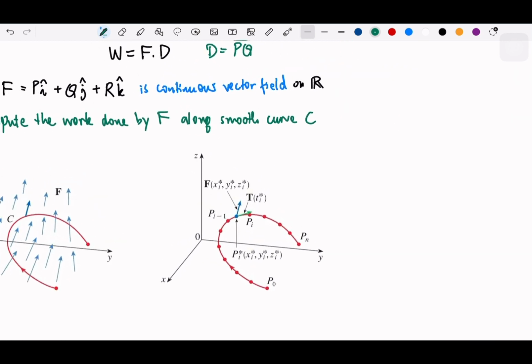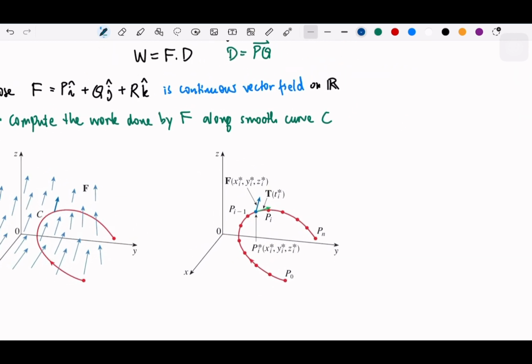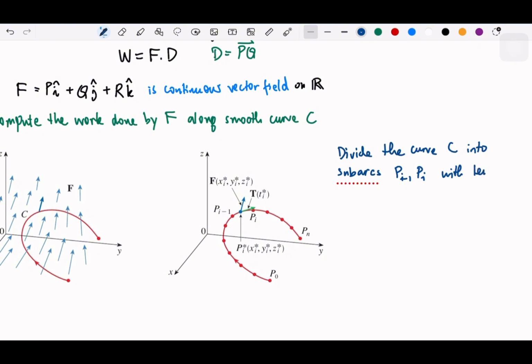So here we are going to divide the curve C into subarcs, let's say subarcs P i minus 1 to P i. Okay. So this is the smallest arc length on the curve C, the subarcs, with length delta S.